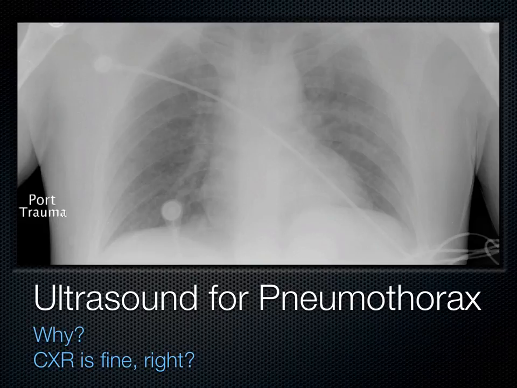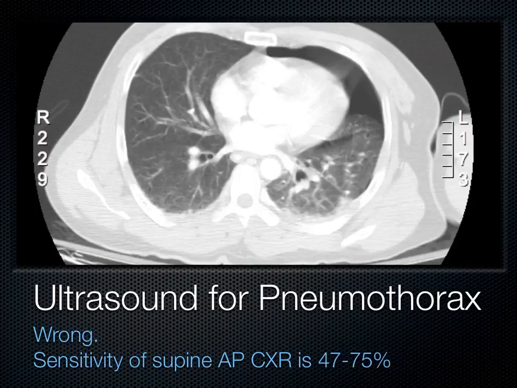Well, this is a trauma film, so by definition this patient is likely on a backboard and supine. You don't see anything, you don't see a pleural line here, it doesn't look like there's a problem. This patient got a CT scan and here is the finding. Clearly there's a very significant left pneumothorax, and it was not picked up on the plain film. This is not uncommon. Depending on which study you look at, the sensitivity of a supine anterior-posterior chest x-ray for pneumothorax is somewhere around a coin flip. The best study we could find showed about a 75% sensitivity.